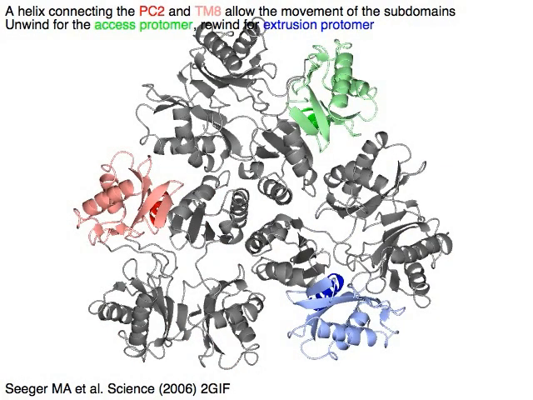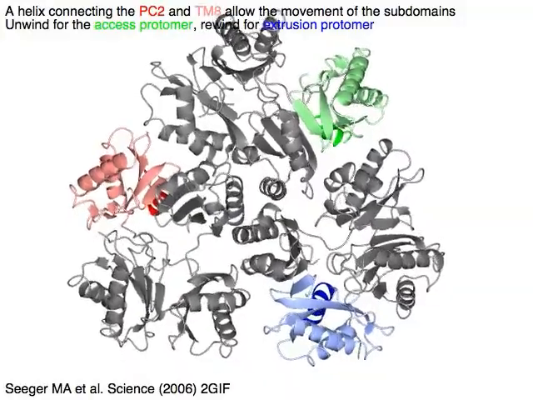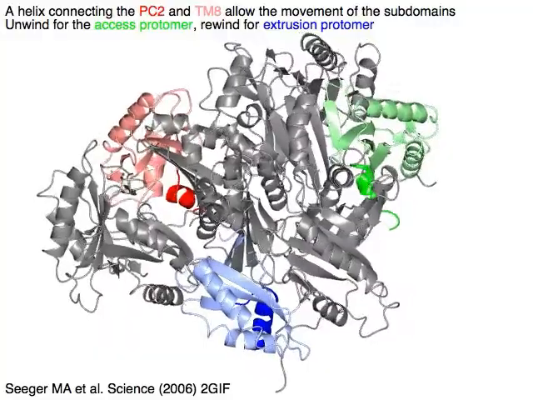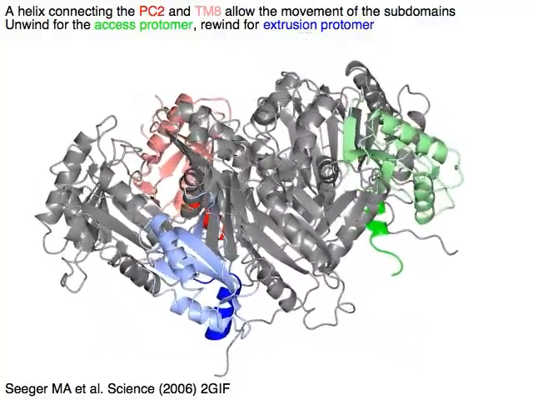A helix connecting PC2 and TM8 allows the movement of the subdomain. The helix unwinds for the access protomer in green and rewinds for the extrusion protomer in blue.